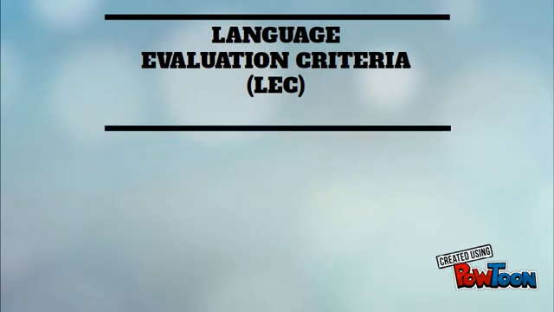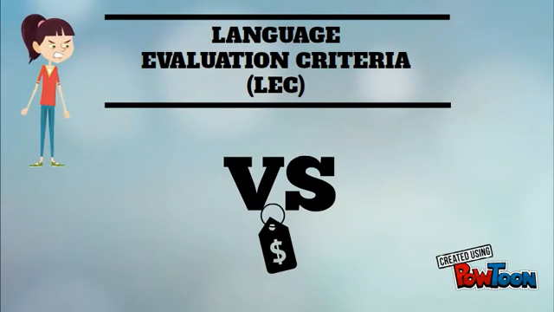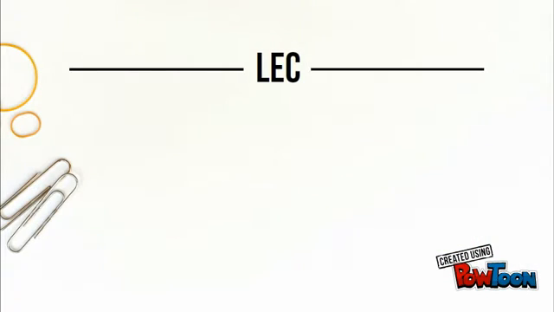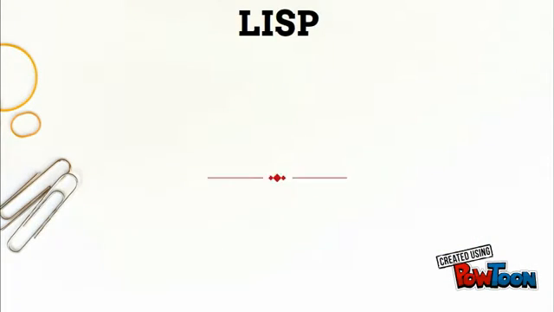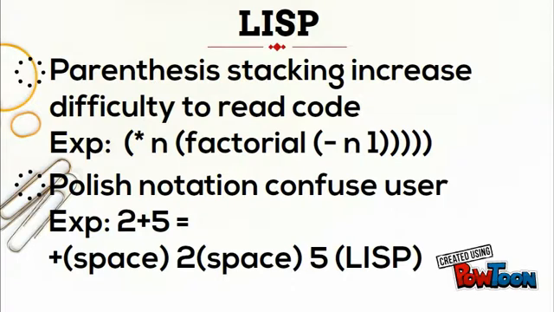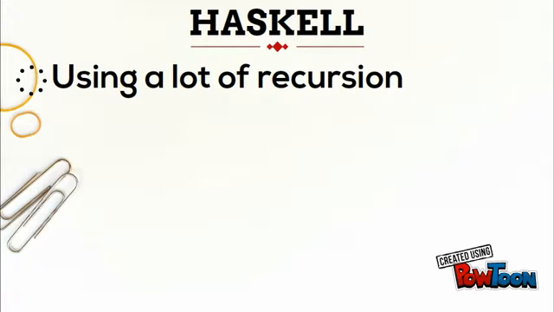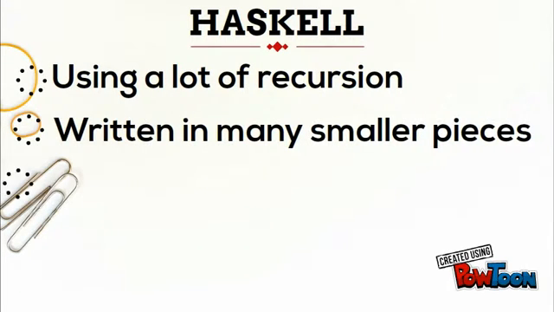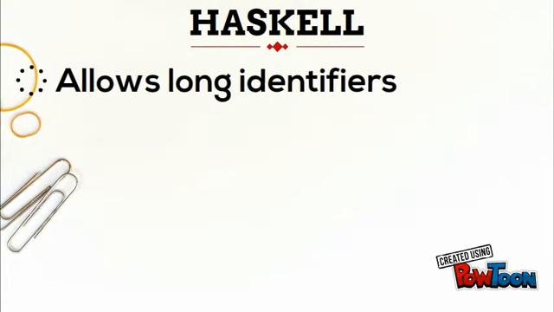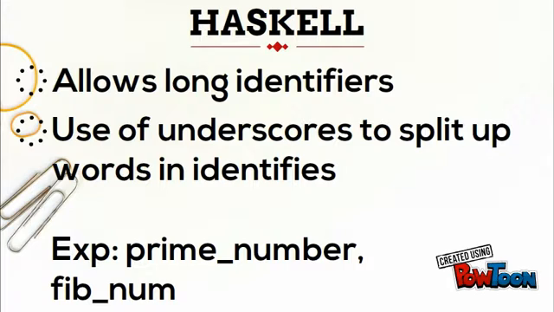We will use language evaluation criteria (LEC) to compare the functional paradigm languages Lisp and Haskell. First we talk about readability. Lisp has parenthesis stacking which increases difficulty to read. Next, it has Polish notation which will confuse users with typing and spacing. Haskell uses a lot of recursion. Next, Haskell code is written in smaller pieces but it means a lot, such as the swap function. Next, it allows long identifiers and uses underscore to split the words of an identifier, such as prime_number.